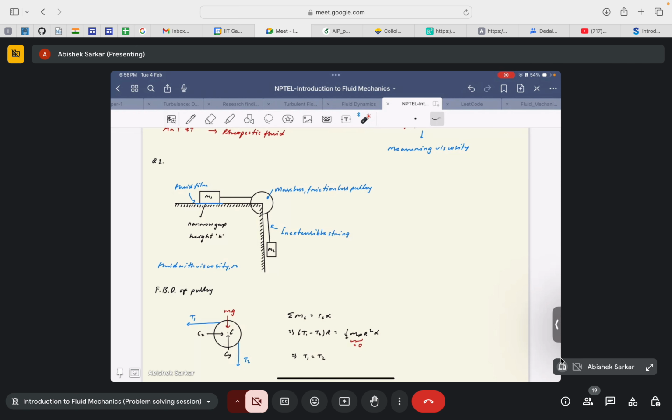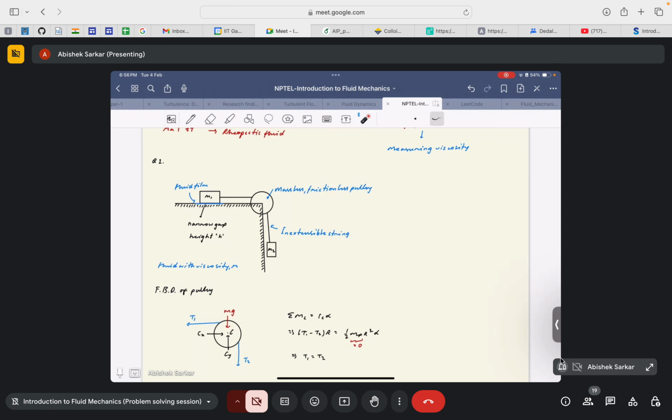Since this fluid film has a very small height, we can consider the velocity to vary linearly. It is a very good approximation that has been discussed in various literature. If the gap ratio is very small, if the gap between these two surfaces is very small, then we can consider the velocity to vary linearly.